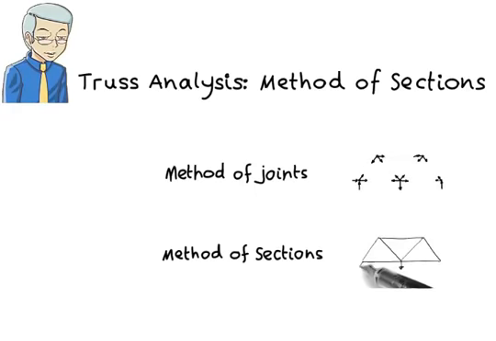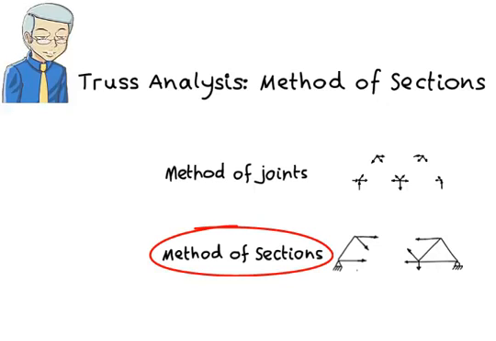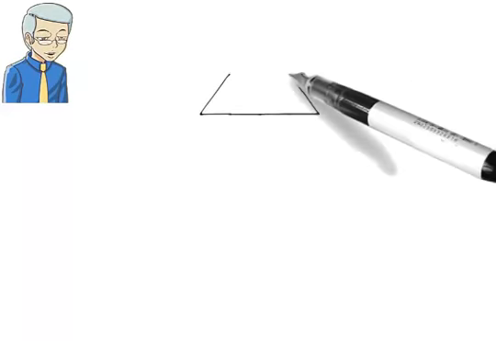The method of sections, on the other hand, provides a quick way for calculating the force in a few members only. We discussed the method of joints in a previous lecture. In this presentation we're going to cover the method of sections. This method is based on the principle that when a structure is in the state of equilibrium, every substructure within it must also be in equilibrium.